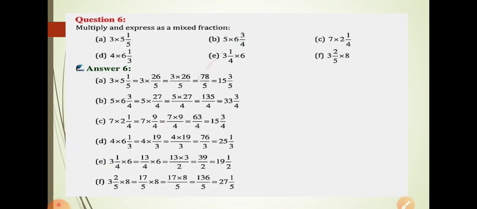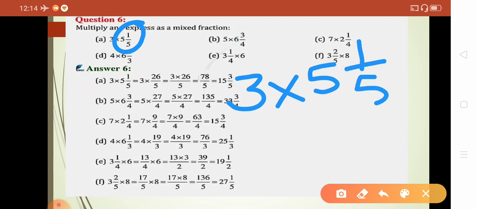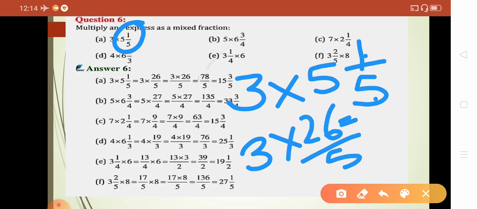Next: multiply and express as a mixed fraction. Here you are given a mixed fraction. For multiplying, first of all you have to convert that into an improper fraction. I will solve the first part, and you solve the rest yourself. First we convert this into an improper fraction: 5 fives are 25, 25 plus 1, 26. So 3 multiplied by 26 by 5 is 78 by 5.